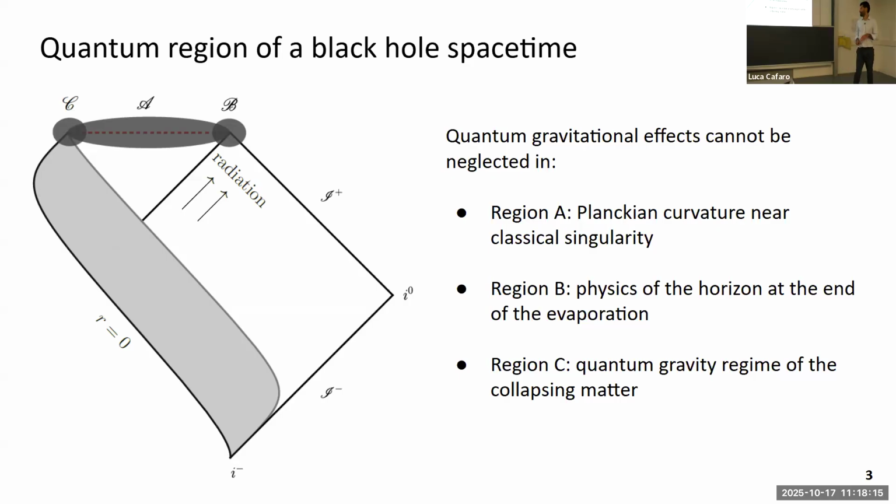Now, I say that these are three separate regions because, as you can see from the diagram, the onset of quantum gravitational effects in these regions is causally disconnected. So this means that we can study the physics of these regions separately and then check later that what we find is consistent. So this will be the main topic of this talk.